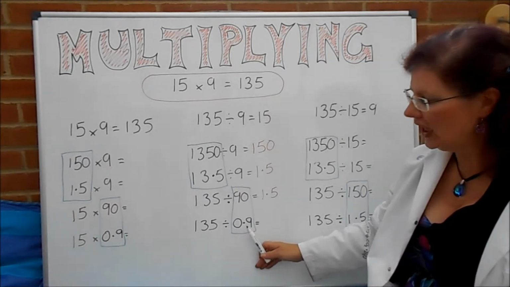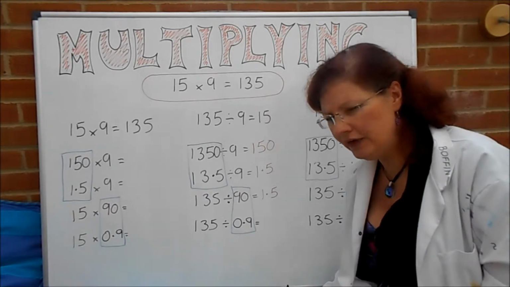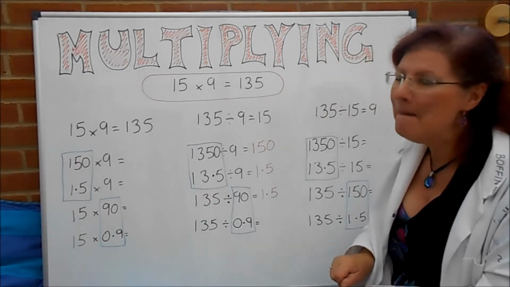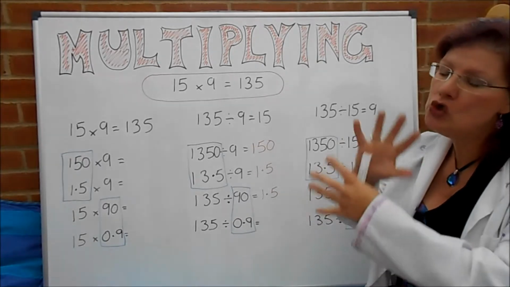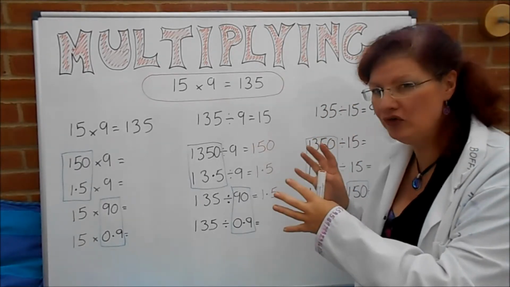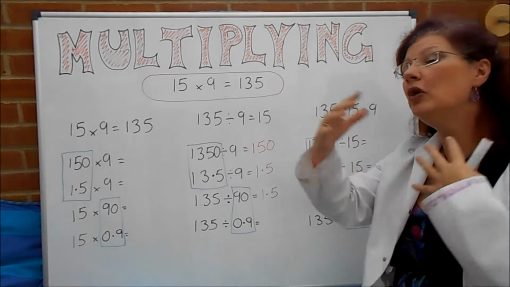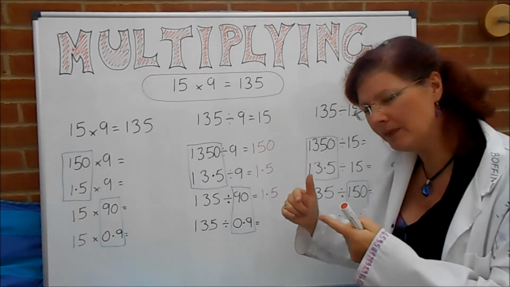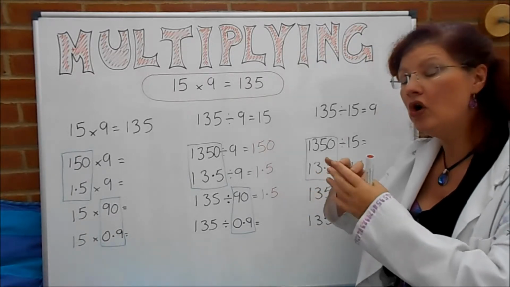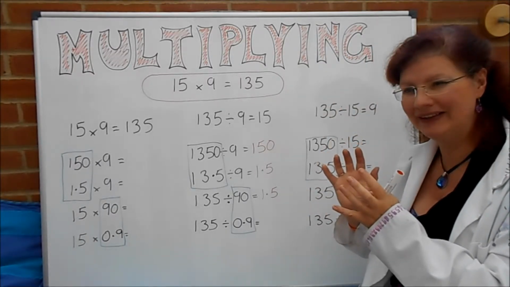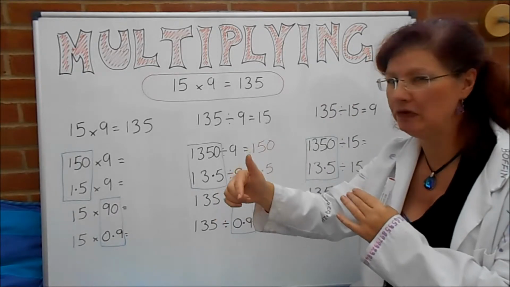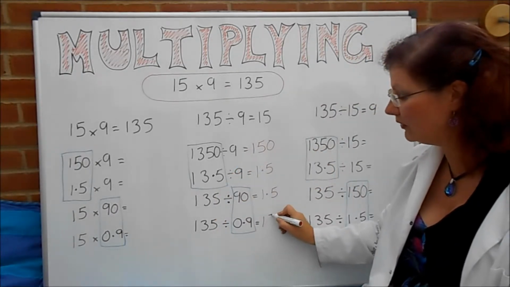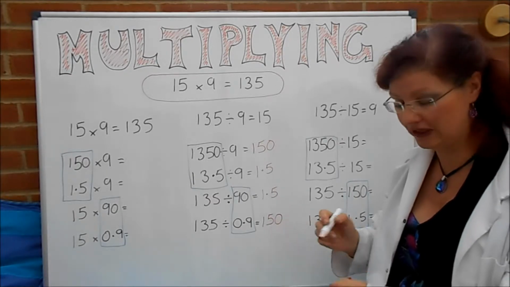135 peanuts shared out between 0.9 of an elephant. Okay, I know you can't get 0.9 of an elephant, but if you could, so 0.9 of an elephant gets 135 peanuts. One complete elephant would actually get more peanuts. Yeah, see how that works? 135 peanuts for most of an elephant. So the whole elephant, if he were all there, would actually get more than 135. And the answer, of course, is 150.